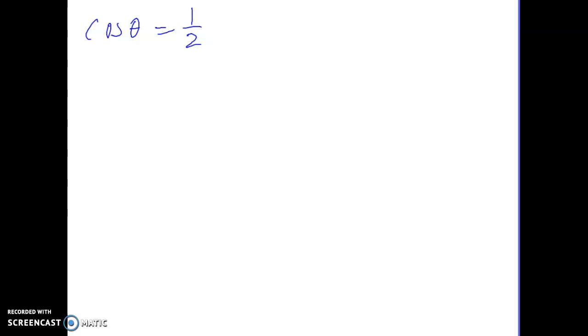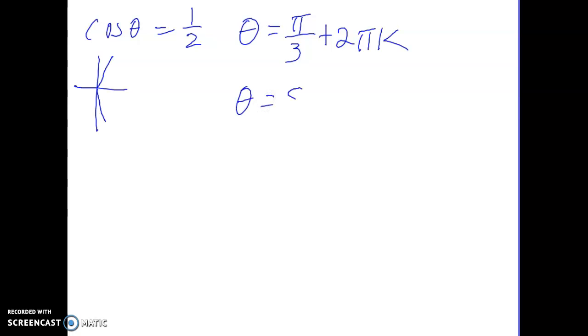Okay, so we've got, like I said, a tall angle. This is pi over 3. And we also have cosine is also positive here at 5 pi over 3. So the other 2 solutions are theta equals pi over 3 plus 2 pi k, and theta equals 5 pi over 3 plus 2 pi k.